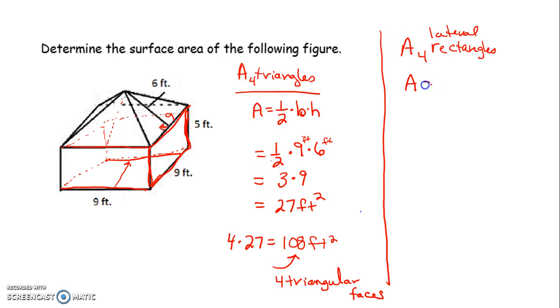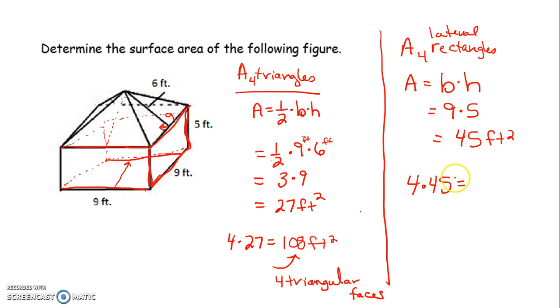So those 4 rectangles, the formula for the area of a rectangle is base times height. The base is 9, the height is 5. 9 times 5 is 45. 45 feet squared. And I actually have 4 of those. We just discussed the fact that around the outside, all 4 of those rectangles match. So I'll just do 4 times 45.